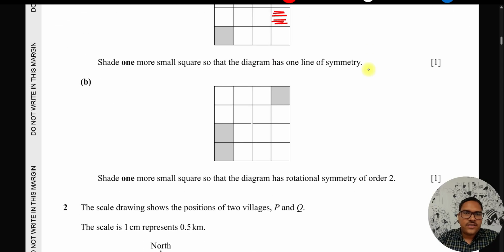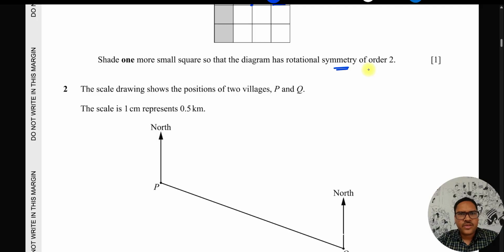Now the second question: again shade one more small square so that the diagram has rotational symmetry of order 2. Rotational symmetry of order 2 means if you rotate two times you should get the same diagram. Let's say this is the center of rotation. If I shade this, you can clearly see that if I rotate once it will come here, and if I rotate again around this point, this will come here. This will have two rotational symmetry. So you have to shade this to get rotational symmetry of order 2. This is the answer.